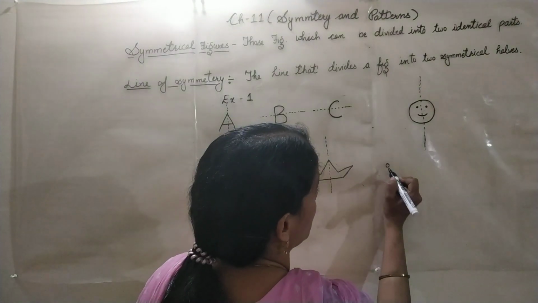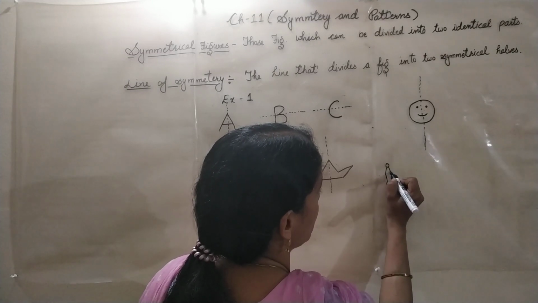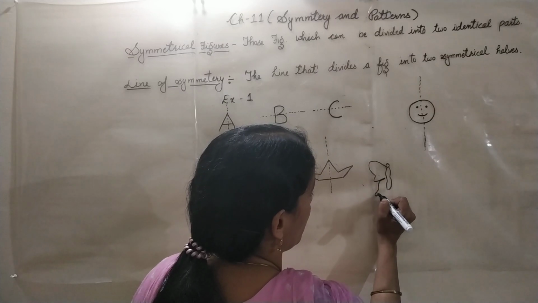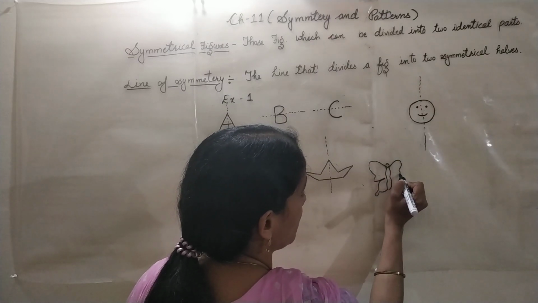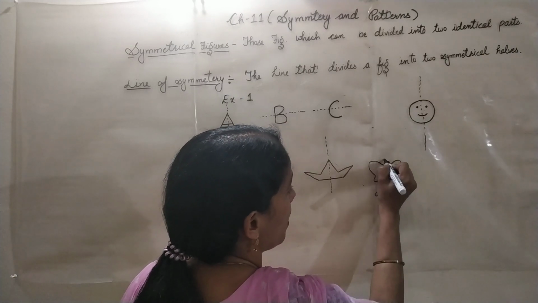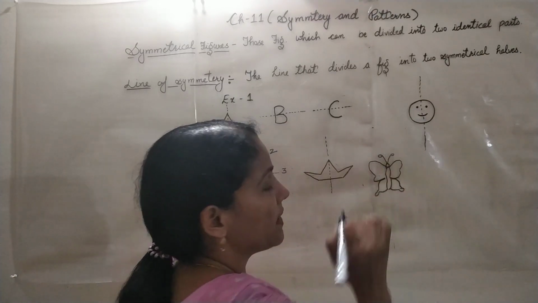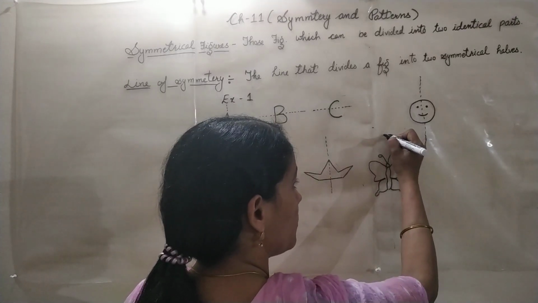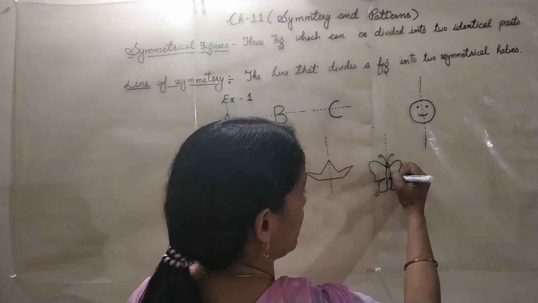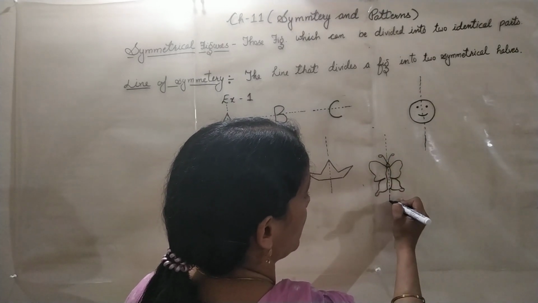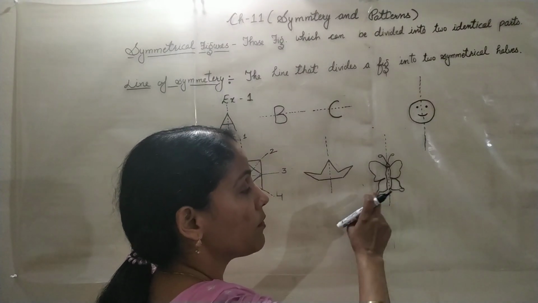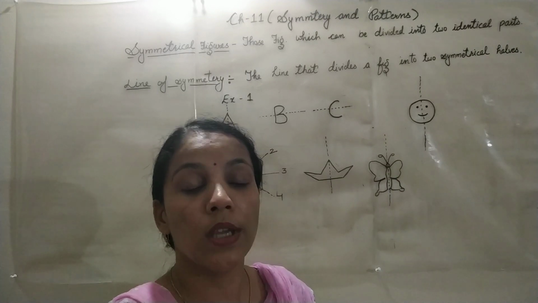After that, the given figure is a butterfly. When you divide a butterfly from the middle, you get two identical halves. From which side do you have to divide this? From above to down. This is again a vertical line. We call this the line of symmetry. This line of symmetry divides this figure of butterfly into two equal halves.